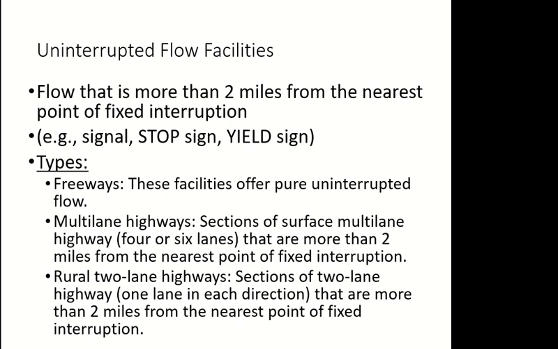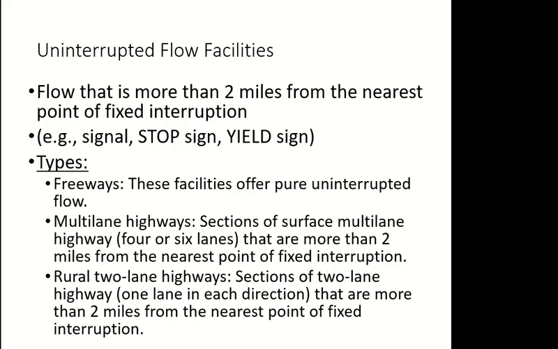So traffic will be higher. You need a median for safety. You need to keep high speed, and you need more lanes. So this is a freeway: no interruptions, you need a median, you need more lanes. Then we have the multi-lane highway.